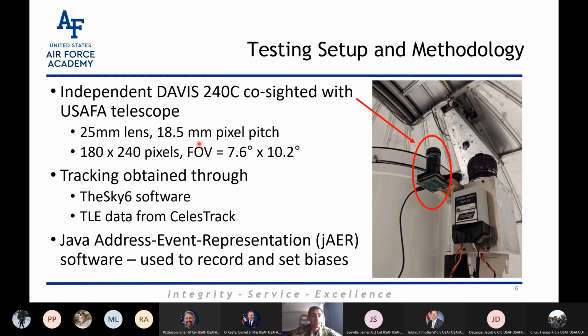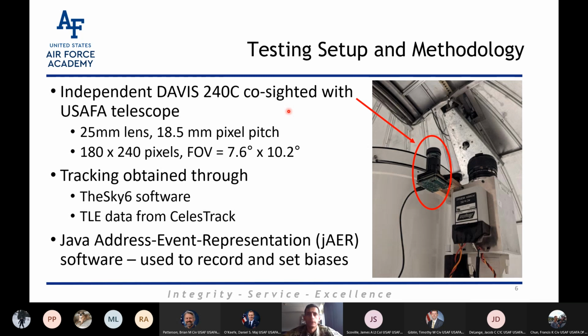So our testing setup and methodology: essentially what we did was we took an independent Davis 240C and co-sighted it with a USAFA telescope. It had a 25mm lens on it and an 18.5 micron pixel pitch. Like I said earlier, it's 180 by 240 pixels with a field of view of 7.6 by 10.2 degrees. And then each individual pixel has a field of view of 0.042 degrees in both the horizontal and vertical directions.